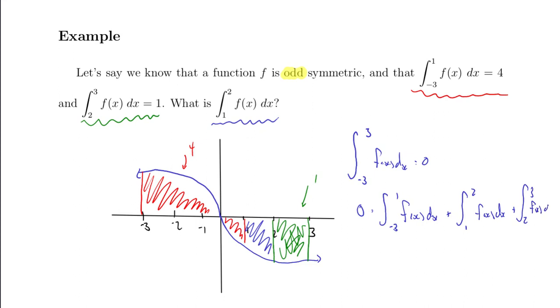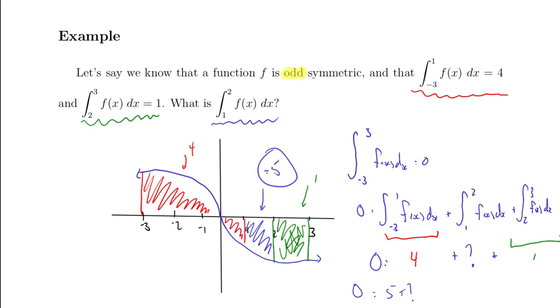So I've really got all 3 of these integrals, and I know what 2 of them are. I know this one's 4. I know this one's 1. And so I should be able to figure out what this is, because I know that this all has to add up to 0. So 0 is equal to 5 plus something. We've got that our integral here, this blue stuff, that better be -5.